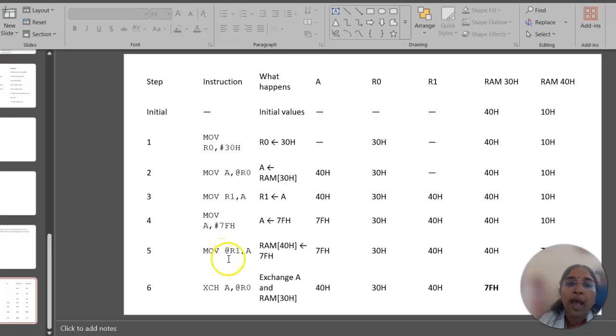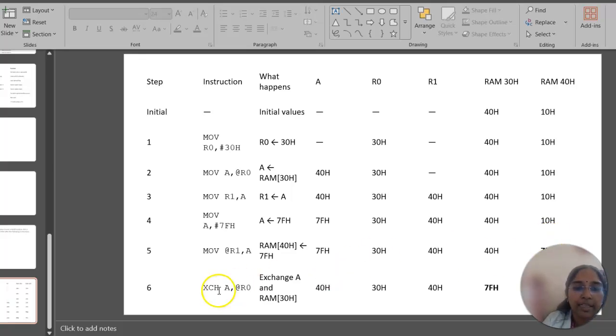Next, MOV @R1, A. That is, @R1 indicates the address first. The address is fetched from the register R1, that is 40H. That RAM location 40H will be holding 7FH.